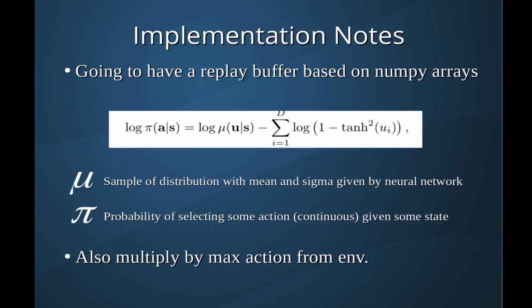And another thing to note here is that we are going to have to multiply our action by the max action from the environment. Reason being is that the action is going to be proportional to the tanh function, and that is bounded by plus or minus 1, which not all environments are bound by, so you want to take into account that fact. We don't want to cut off half of our action space arbitrarily.